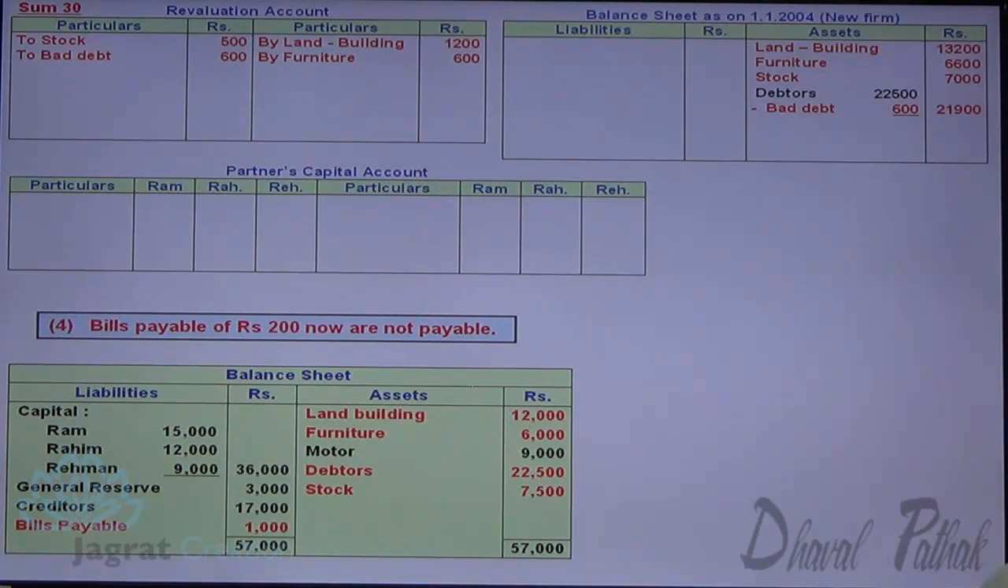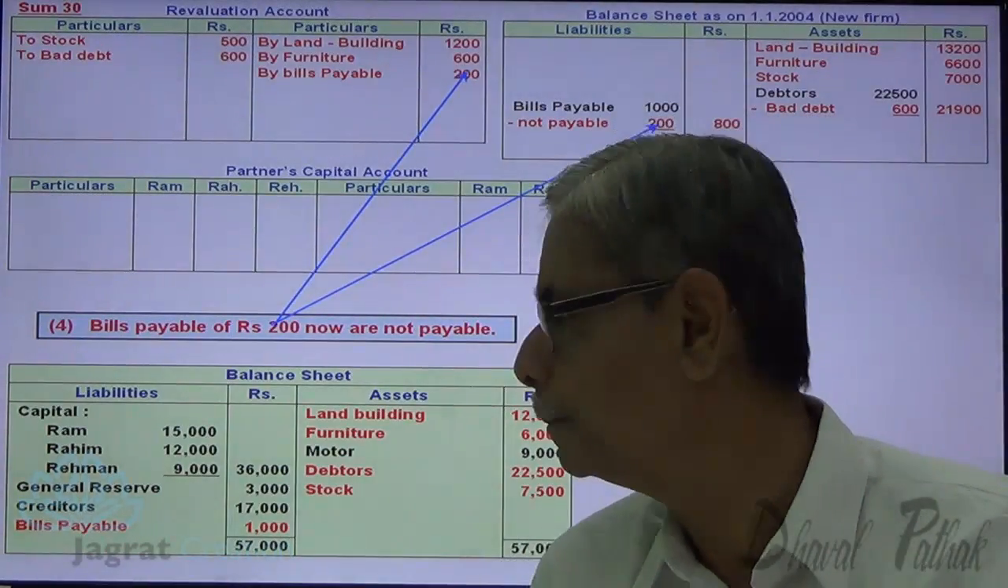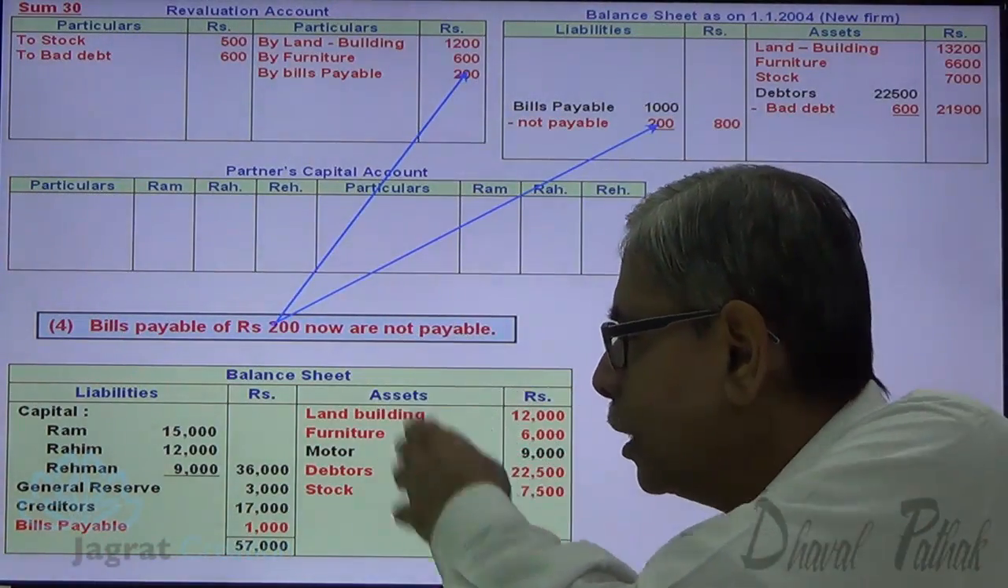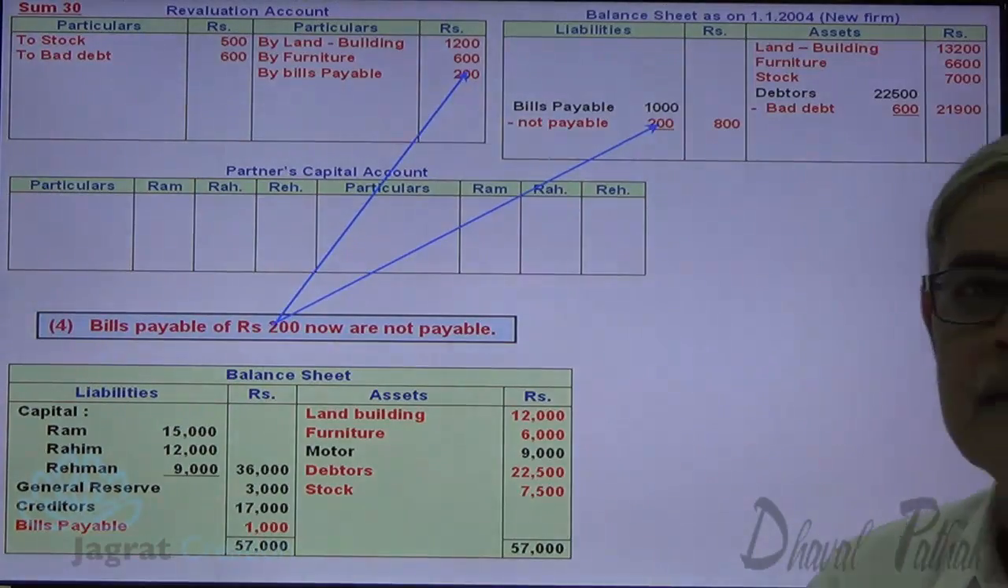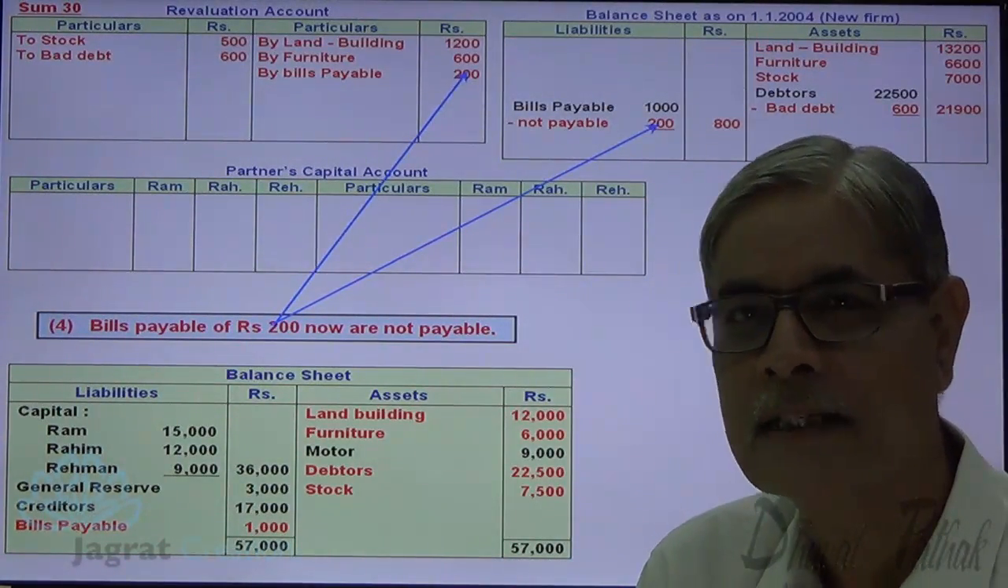Bills payable 200 not payable. So 1,000 minus 200 is the reduction in liability not payable. This 200 being gain is credited to revaluation account. Journal entry for that is bills payable account debit to revaluation account credit 200. So revaluation account is credited with 200. So these are the various adjustments that we have considered for revaluation of assets and liabilities.